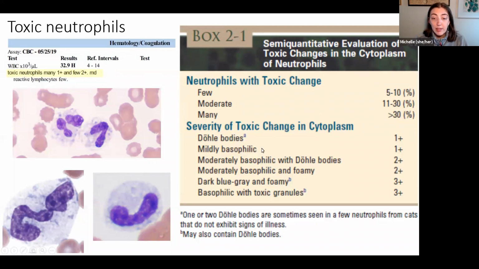So Döhle bodies and mild basophilia, that's going to be a 1+. Moderate basophilia with Döhle bodies and indistinct foaminess, that's 2+. And then 3+, we don't report that super often, maybe sometimes with the parvo cases. Usually by the time they get to 3+, they're sometimes difficult to identify as neutrophils, and we're not sure, but we may say these are probably neutrophils and they're very toxic.